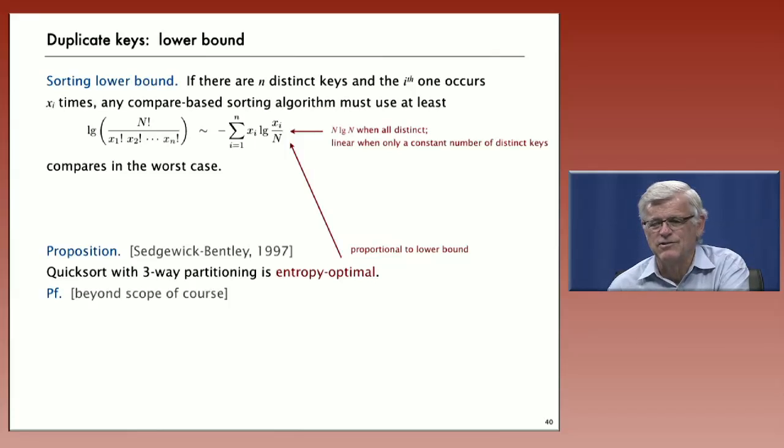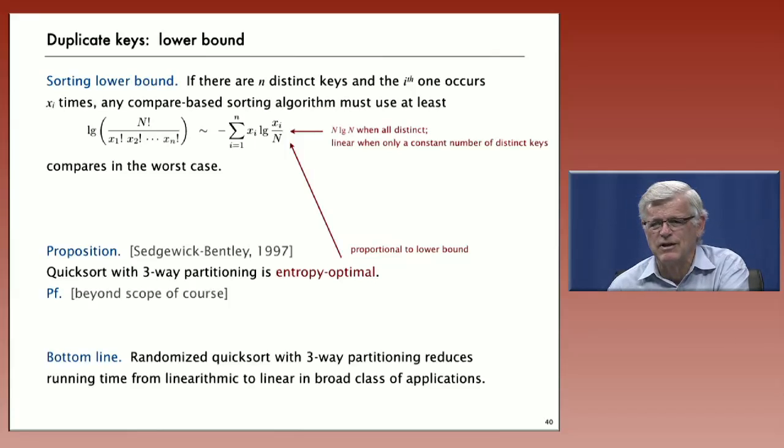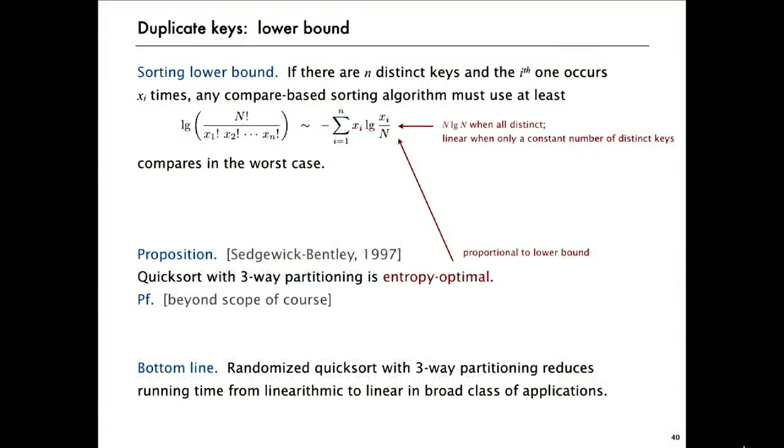The proof of this fact is quite beyond the scope of this course, but it's still an important fact. And the bottom line is that if you randomize the order and use three-way partitioning, then there's a lot of applications where your sort routine is going to be linear, not N log N. So it'll be much faster than merge sort and other methods for a really broad class of applications. So taking a look at equal keys carefully is something that can lead us to very efficient QuickSort implementations.